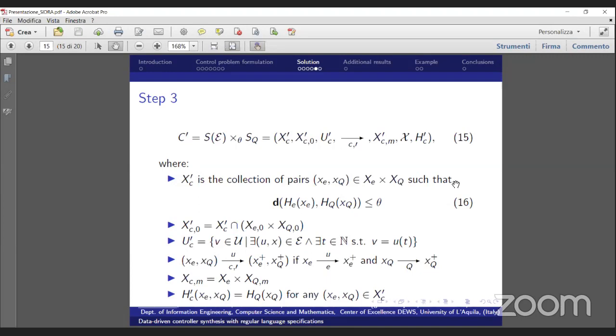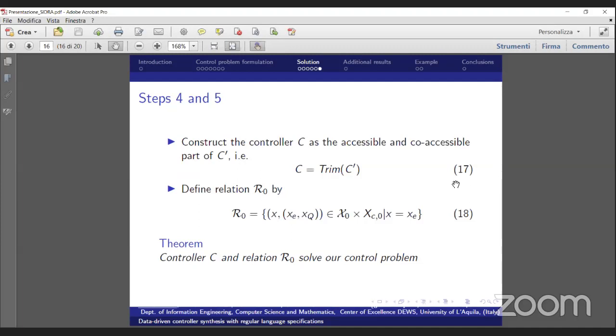Well, once I've constructed this transition system C prime, I can construct the controller that is basically obtained just by computing the so-called trim operator of C prime. What is this trim operator? It is just an operator that is going to remove from the original transition system states that are not accessible and states that are not co-accessible.